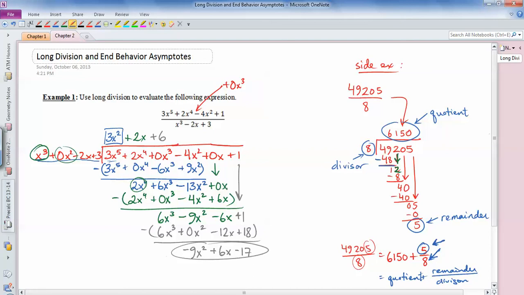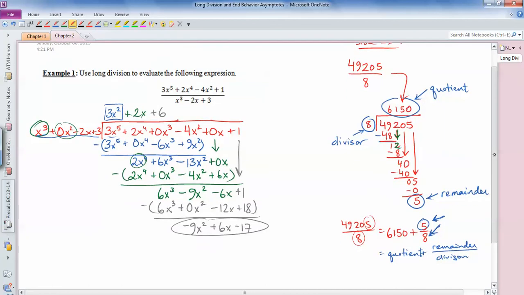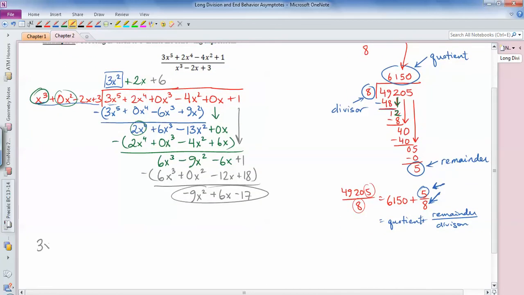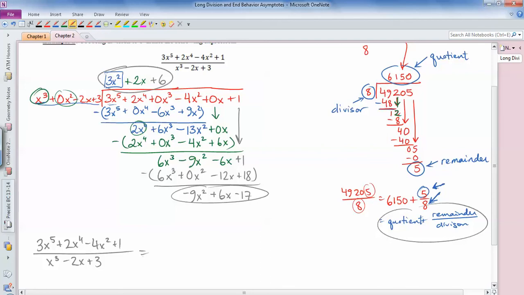So I can rewrite this original expression right here. So it's 3x to the 5th, this is the original, minus 4x squared plus 1 over the x cubed minus 2x plus 3. I can write it just like I wrote over here, quotient plus remainder over divisor. So the quotient was this part, that's my quotient, 3x squared plus 2x plus 6, plus the remainder, this is my remainder, negative 9x squared plus 6x minus 17, over my divisor, which is x cubed minus 2x plus 3.